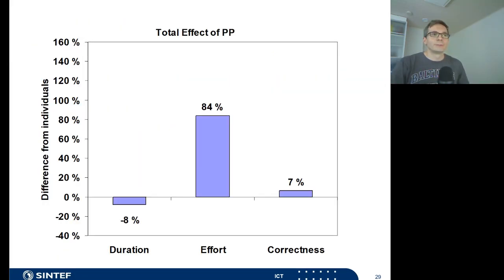Here we can see the total effect of pair programming. We can see that the duration is 8% less, meaning that the pairs were 8% faster than the single programmers, which is positive. We can also see that correctness was 7% higher. This is also very positive for the pair programmers. Unfortunately, since a pair programmer takes 2 programmers, where a single programmer only takes 1, we can find out that the effort was 84% more for the pairs as 2 people were needed.